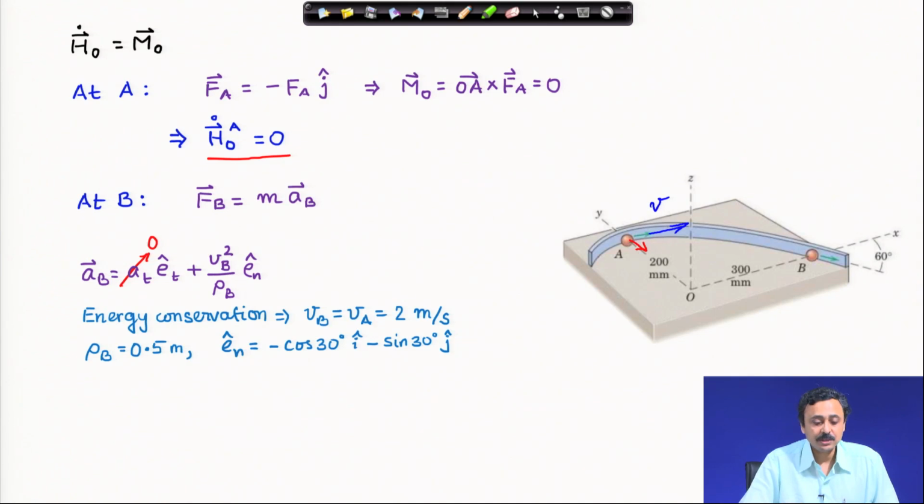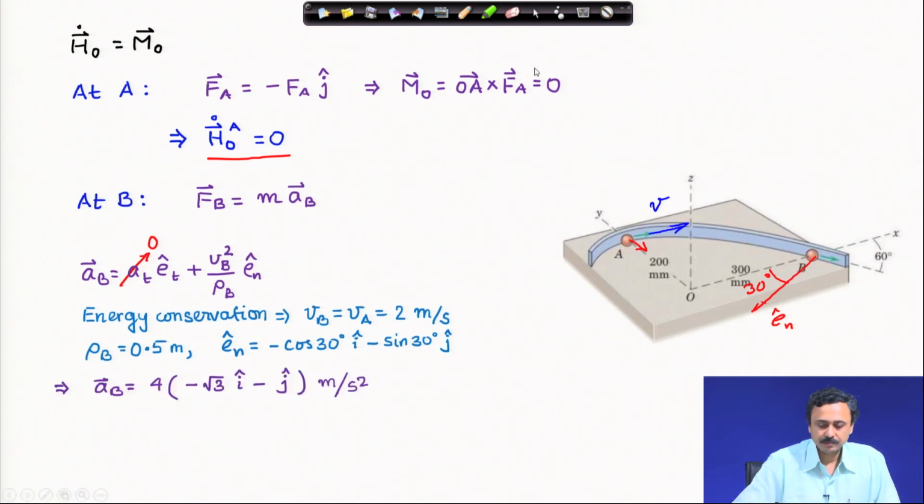Direction of e n cap can be easily found. This is e n cap, this angle is 60 degree. So, tangent makes 60 degree, therefore, this must be 30 degree. Therefore, e n cap vector in the x y z coordinate system can be represented as minus cosine 30 i cap minus sine 30 j cap. Radius of curvature is 0.5 meter as specified.